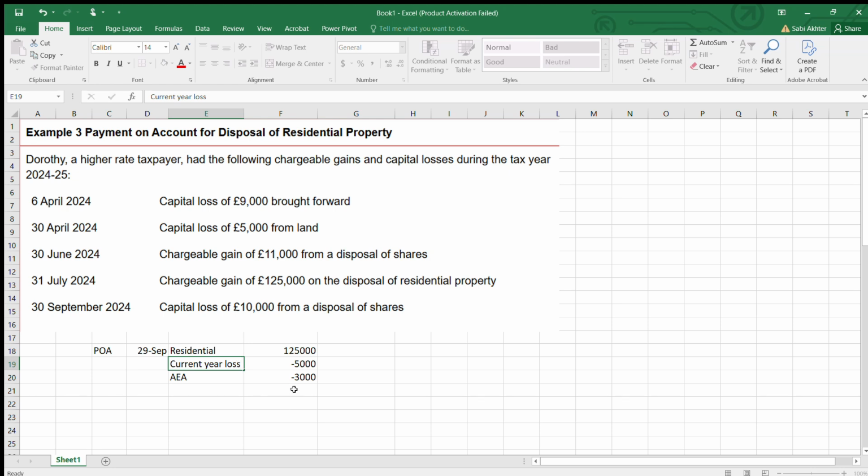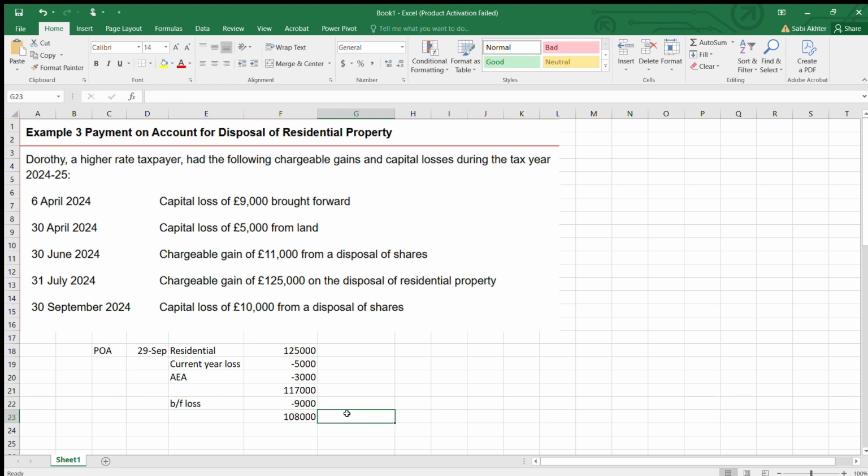Current year loss, and then I'm going to do the sum function. From here I'm going to now deduct the brought forward losses and do the sum function. This 9,000 is the brought forward loss. 108,000. Now this is residential property.